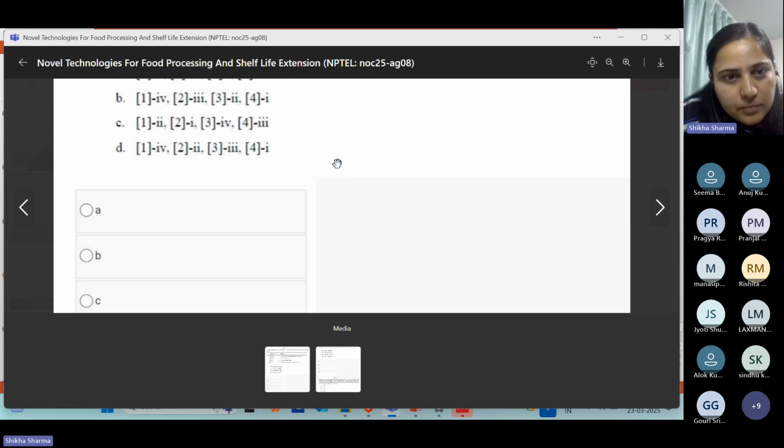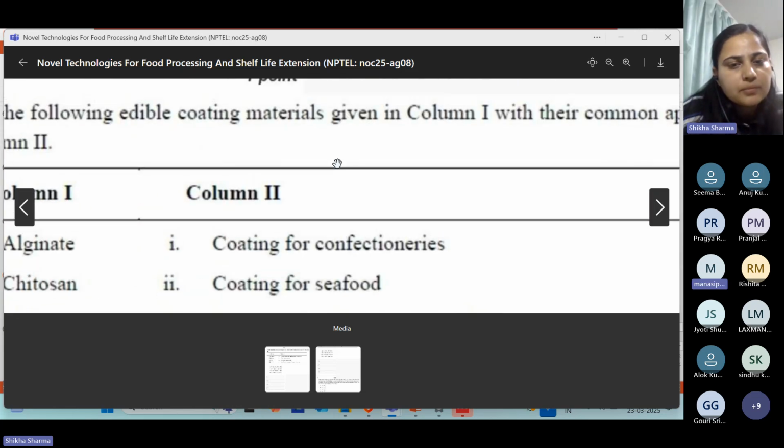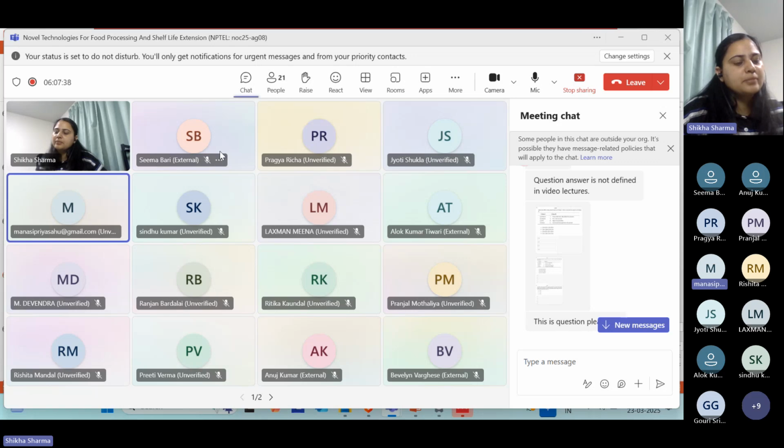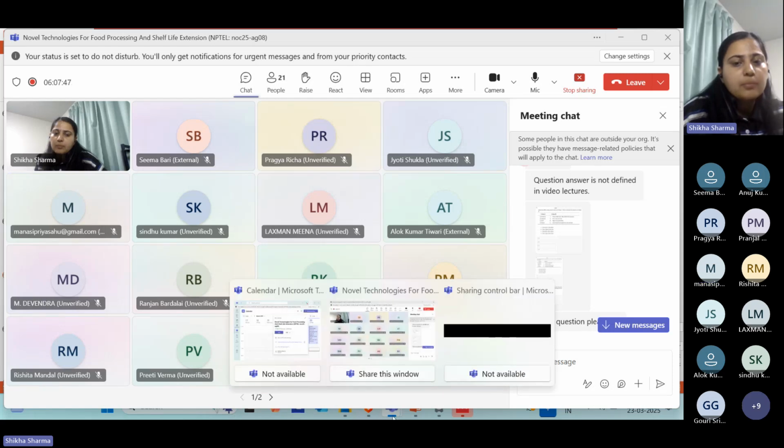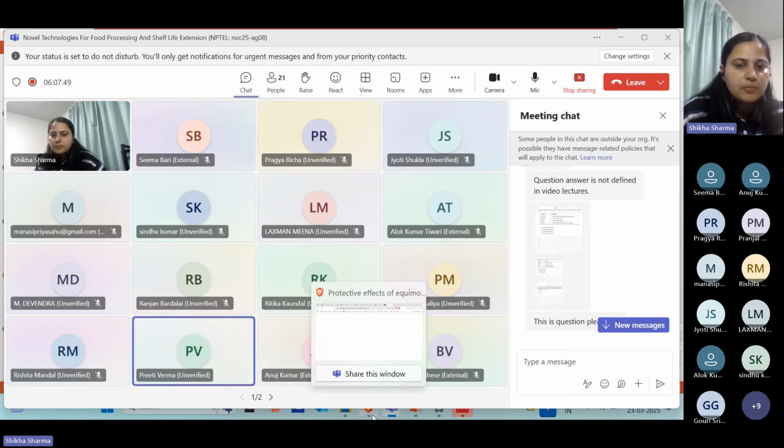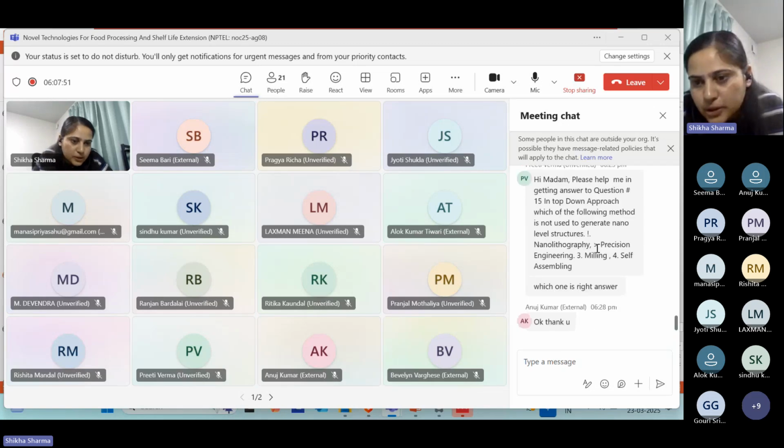Ma'am, in assignment 8, question number 15, the answer is given, but it is showing wrong. I have written it in the chat box. Okay, let me check. Question 15 in top down: which one of the methods is not used to generate nanostructures? We discussed this kind of question, right?